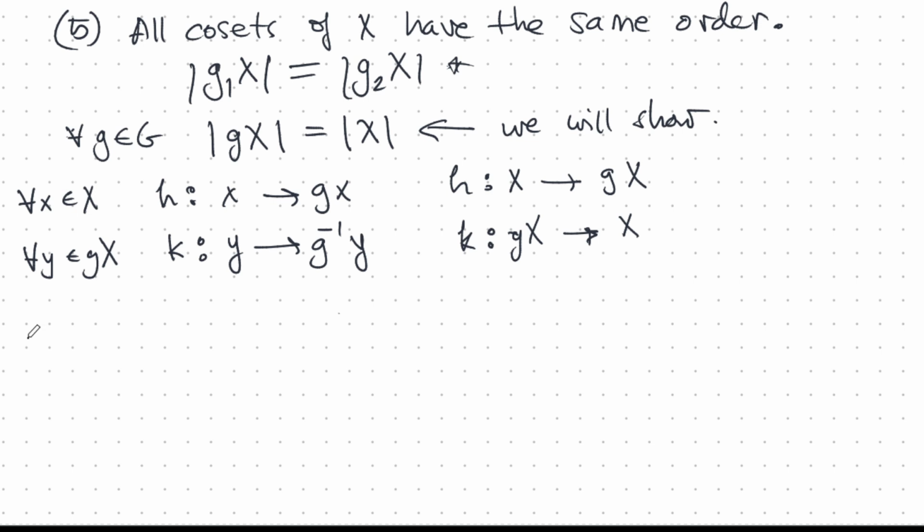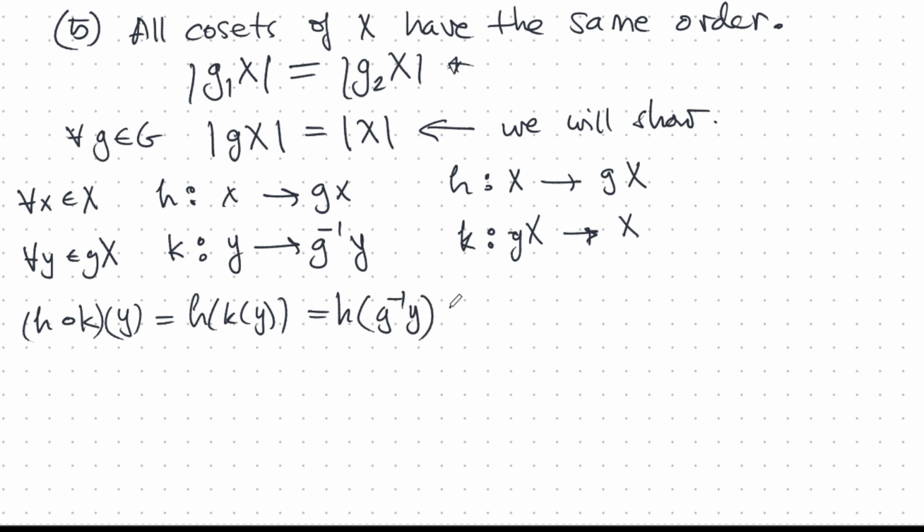Now let's try to compose these functions. What is h composed with k? This has to be applied to y. So that's h of k of y. What's k of y? That's g inverse y. And h is going to apply a g to g inverse y, and that's e y, and that's y. So y gets mapped to y. In other words, this means that h composed with k is the identity function on the coset gX.